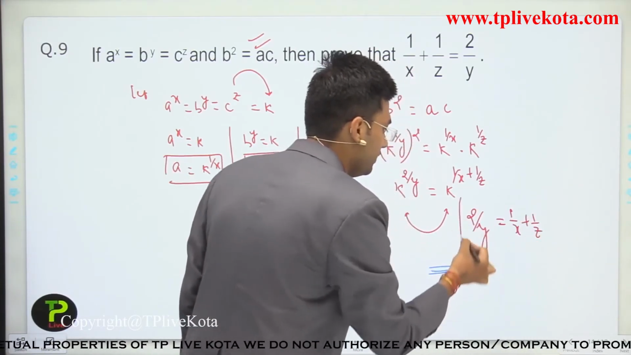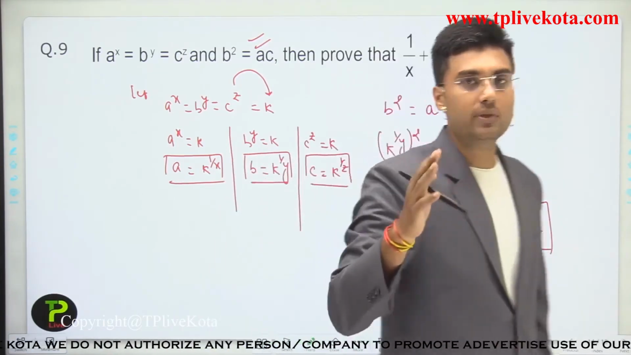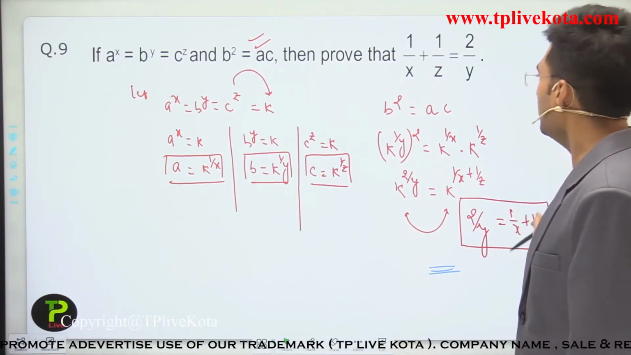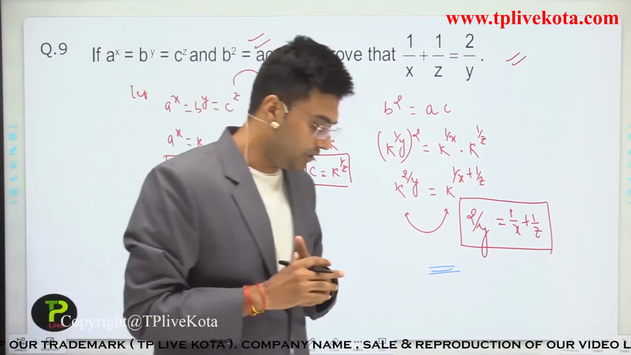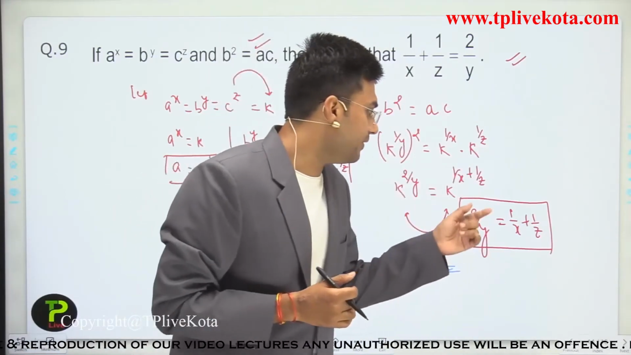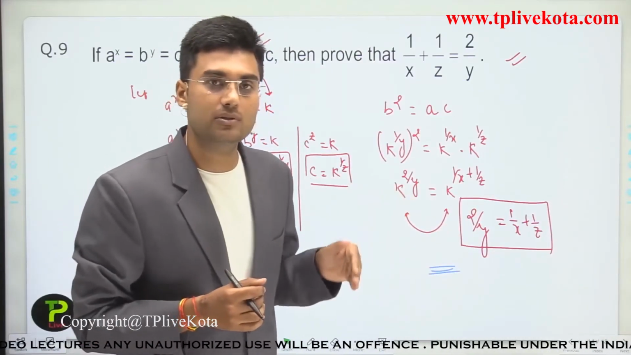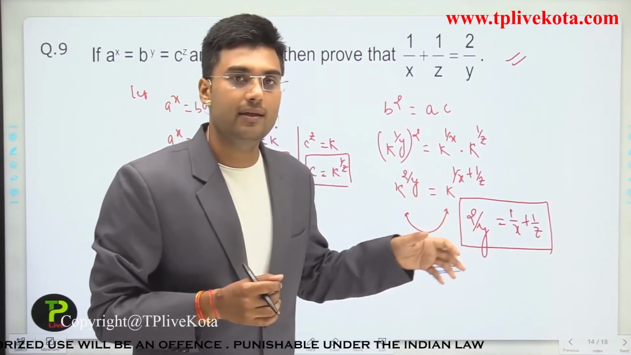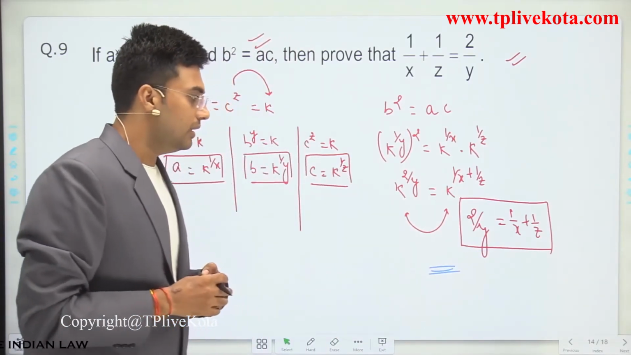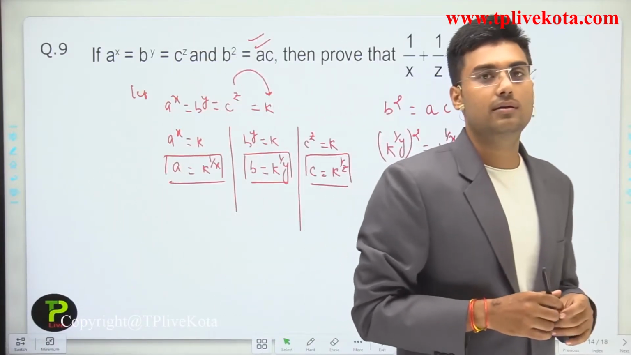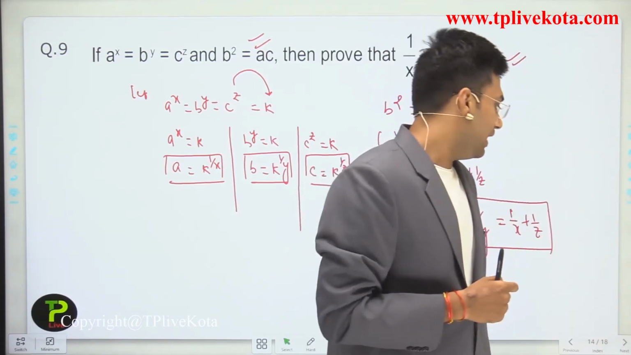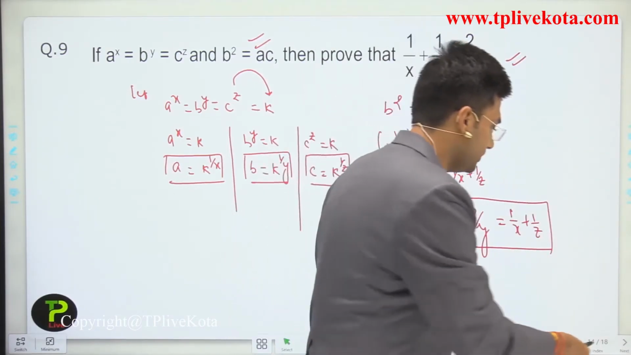We can write it as 2 by y is equal to 1 upon x plus 1 upon z. So in the question we had to prove that 2 divided by y is equal to 1 upon x plus 1 upon z. We have proved it. This question is also asked in the objective exam, like we have to find the value of 1 upon x plus 1 upon z minus 2 upon y, and the value of this is equal to 0. Okay. Now after this question, let's move to the next question.